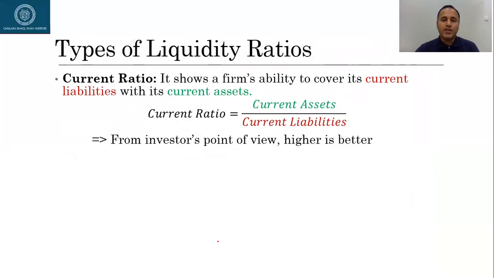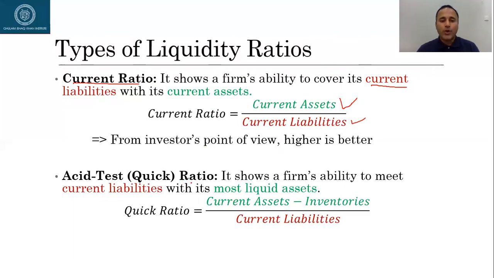So types of liquidity ratios, as I said earlier, there are two types. One is called current ratio, and the way we calculate current ratio, we simply divide current assets by current liabilities. And from investors' point of view, a higher ratio is more desirable because a higher ratio shows that the company is more able to pay their short-term liabilities.